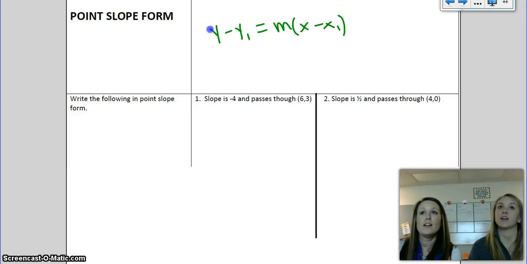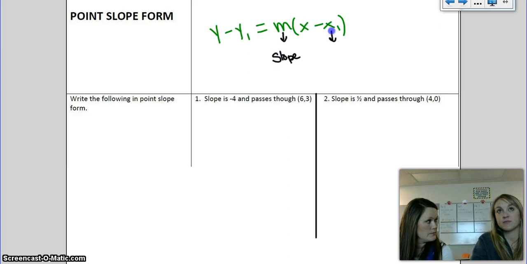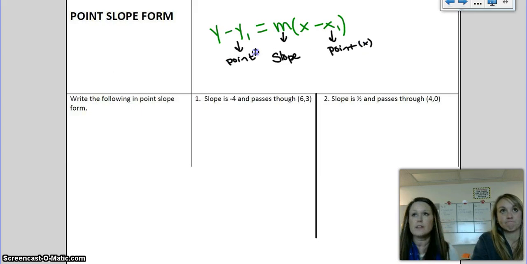So this one, we've still got the familiar m, which is slope. And we've got x1, y1, which is a point on the line. That x1, y1 is an ordered pair that gives me directions to the point. X meaning this is where I go on the x-axis, y meaning this is where I go on the y-axis. Find where those two lines intersect.